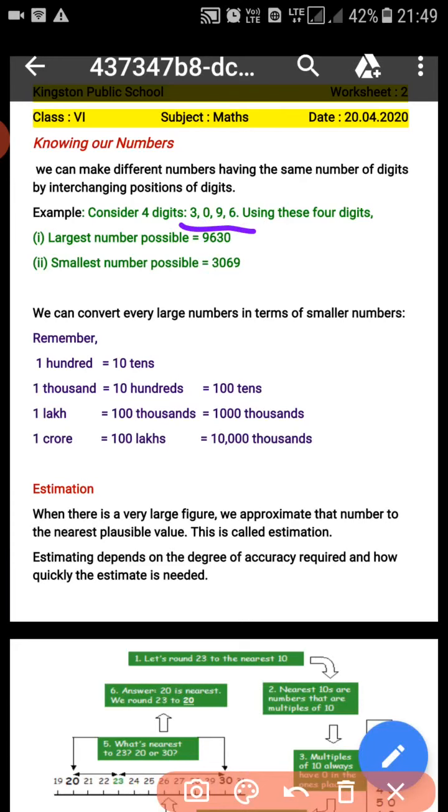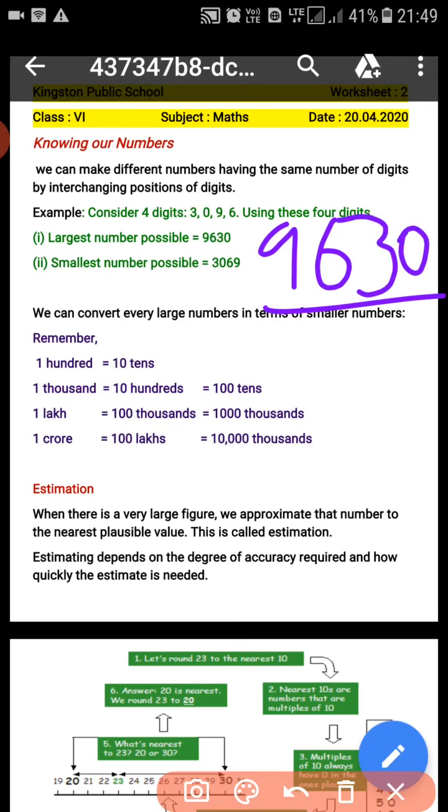For the largest number, firstly we write the largest digit, which is 9. Then the next, second largest, is 6, then 3 and 0. So this is the largest number we can make from these 4 digits.